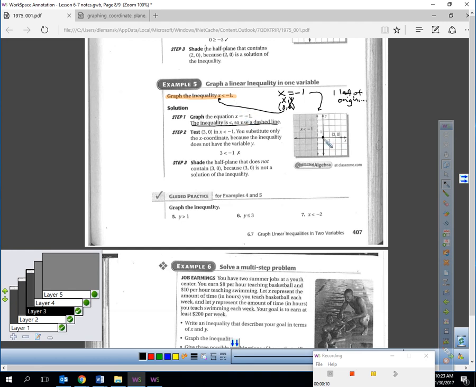Okay, so 0, 0 is on the non-solution side of the fence. That means I have to shade this side of the fence, and that's what they did. Any of these points over here would make this a true statement. Okay?